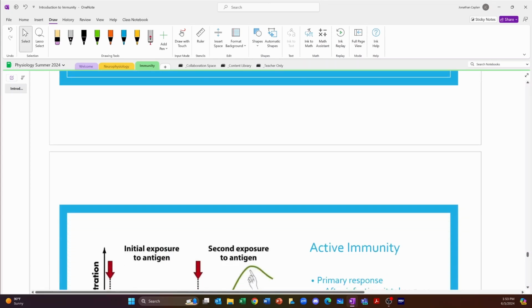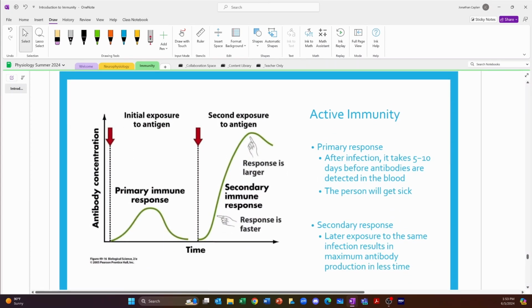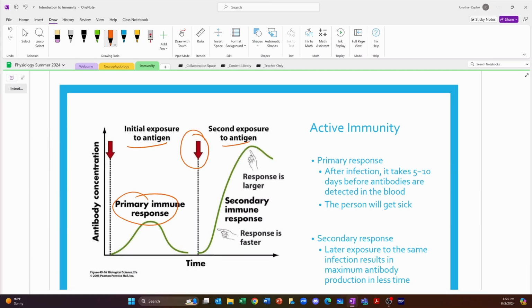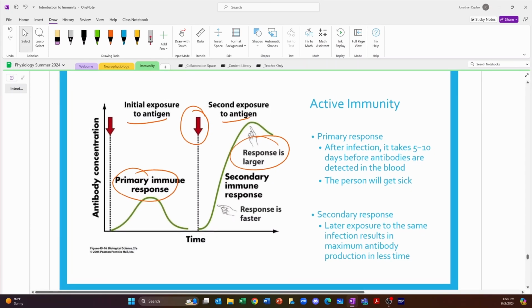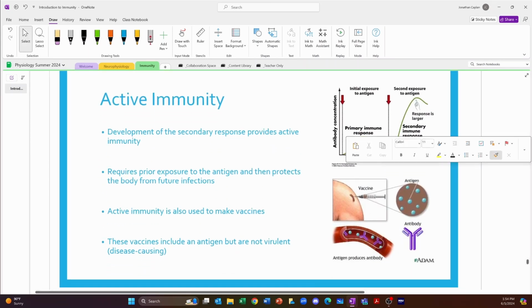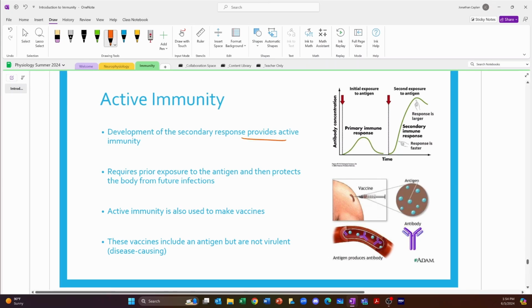Other types are active and passive immunity, which we kind of talked about a little bit. Active immunity is when you start getting exposures, to vaccines for example. Again, you have your initial exposure, a primary response, get another exposure, and you get a larger response. And in that secondary response, you get maximum antibody production in less time. So we're faster to get those antibodies developed, faster to heal ourselves. Developing that secondary response provides active immunity. So once you have that secondary response, then we know we have active immunity.